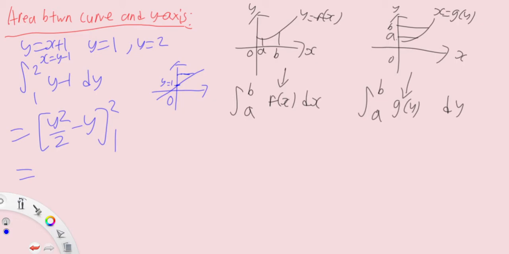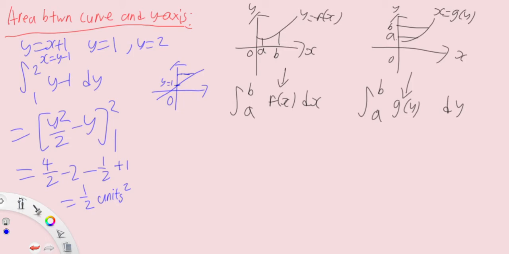So sub in 2 first, I'll get 4 over 2 minus 2. Minus away, sub in 1, so I get half. Minus minus becomes plus, so it becomes plus 1. This will then give me half, right? Units square. So there's one way to check your work.